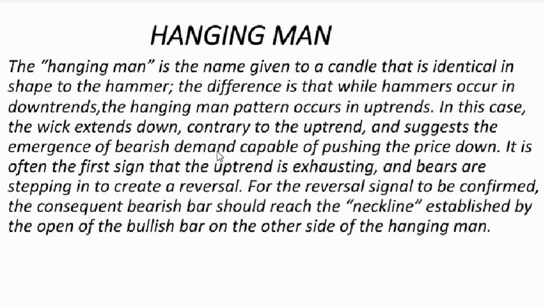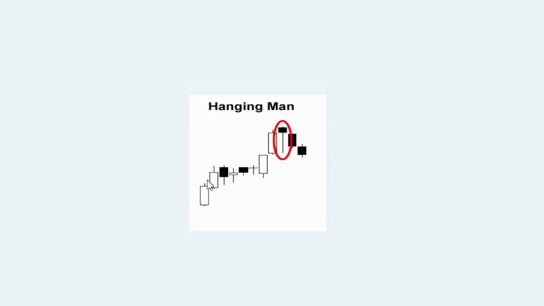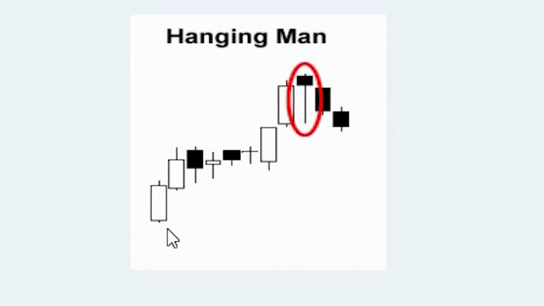So when you see a hanging man at the top of a trend, it is an indication that the buyers are becoming exhausted, and it could signal the emergence or the beginning of a bearish demand. Now this is a hanging man we have here. You can see price was ascending upward. At this point, this is the appearance of a hanging man, an indication of a possible reversal. So what happened? Price began to move down.